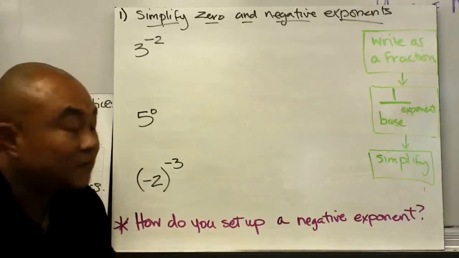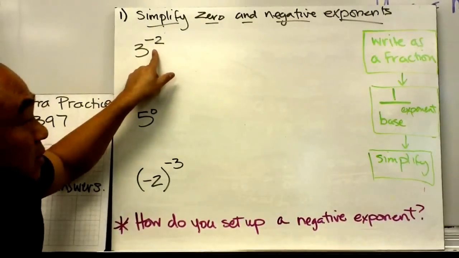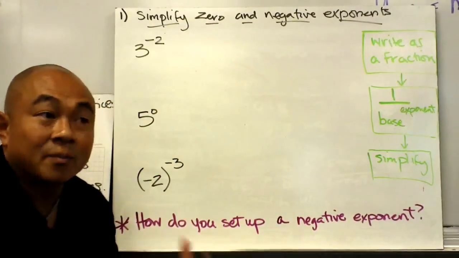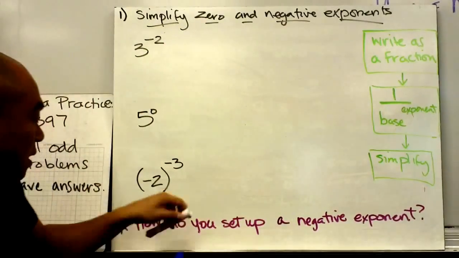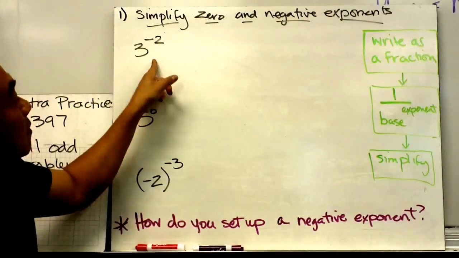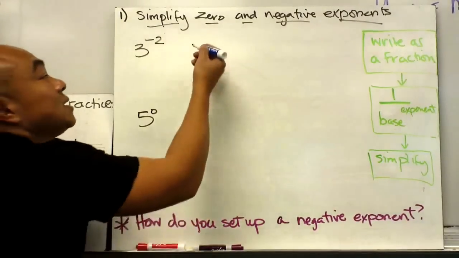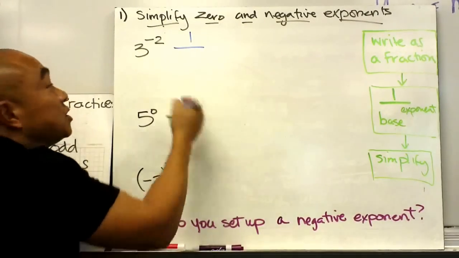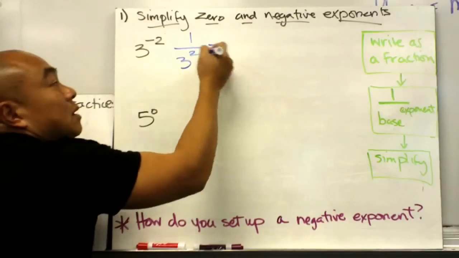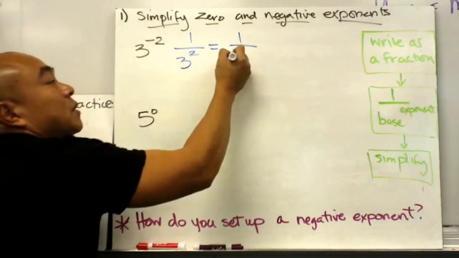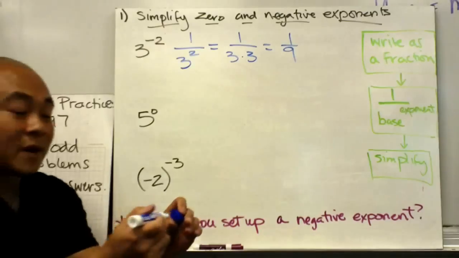Alright, so let's first simplify zero and negative exponents. Whenever you see a negative exponent, you have to understand that it's going to be a fraction with a 1 on top of it. So we're going to rewrite it with the exact same base and exponent, but without the negative. The negative is basically just telling you that it's going to be a fraction with the same base and same exponent. That's going to give you 1 over 3 times 3, and simplified, that is 1/9.